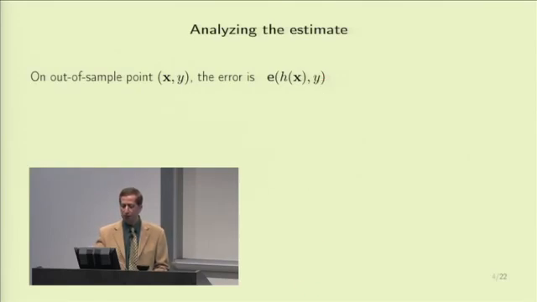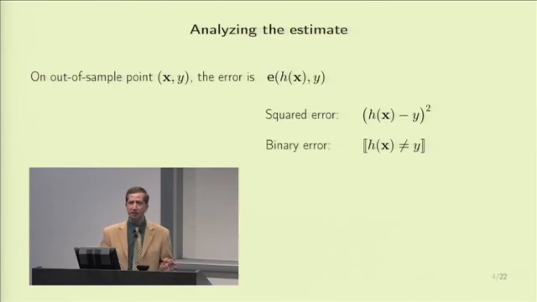And what is the error? We have seen many forms of the error. Let's just mention two to make it concrete. This could be a simple squared error. We have seen that in linear regression. Could be the binary error. We have seen that in classification. So nothing foreign here. Okay.